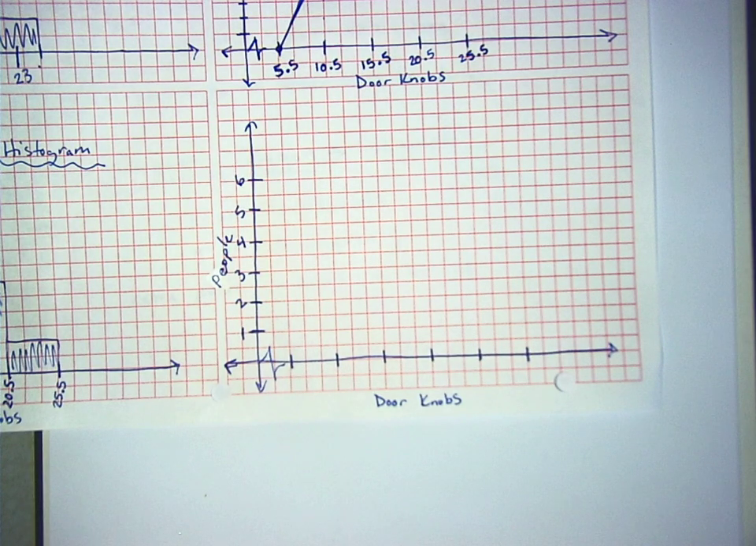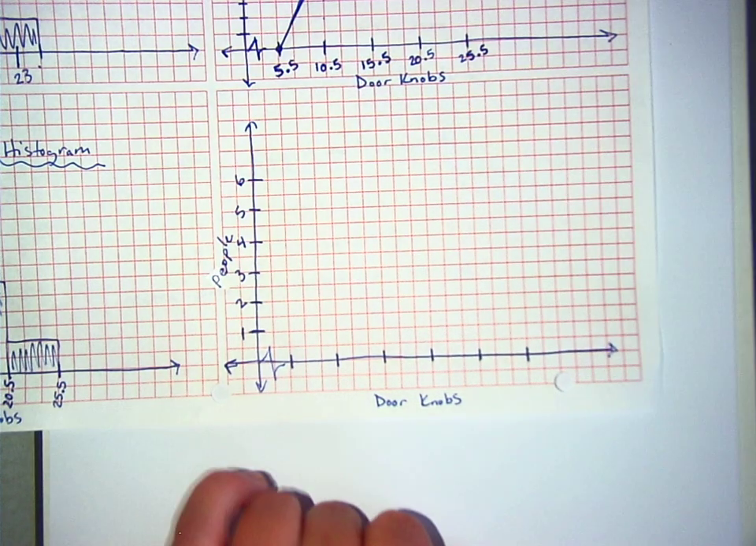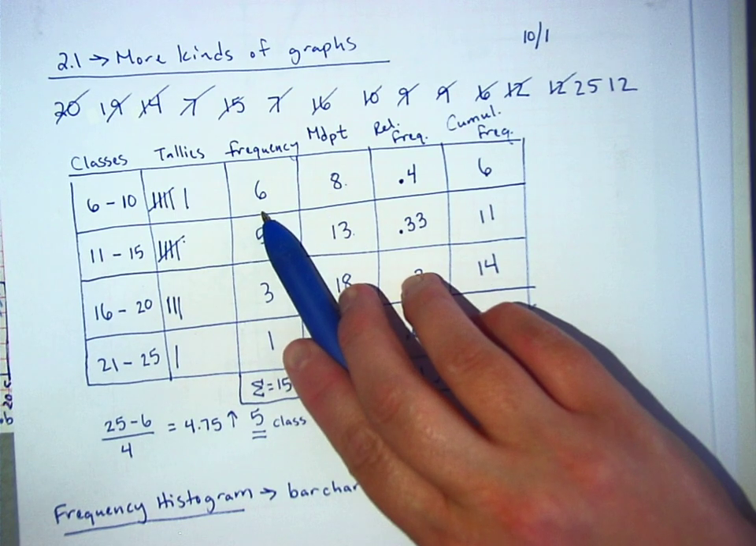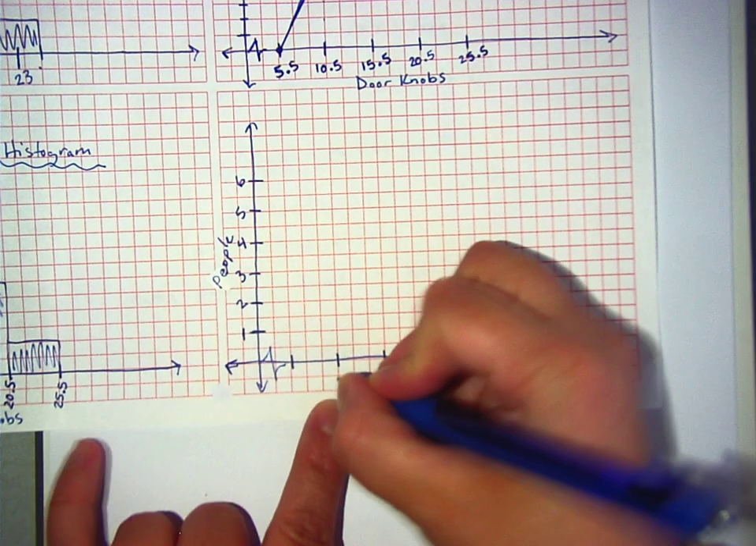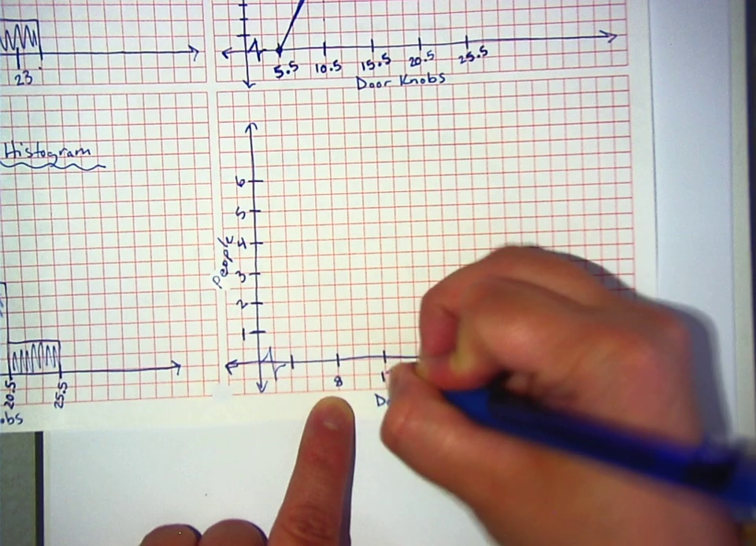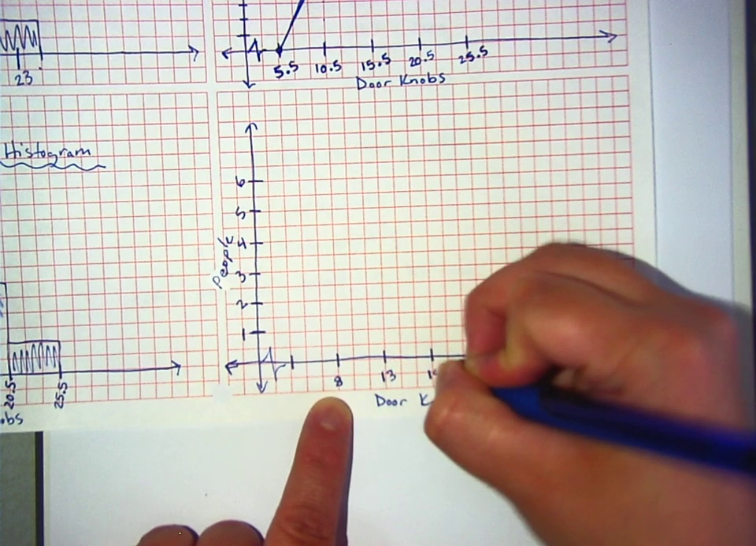So I'm going to start graphing the frequency on their midpoints. If you look at the chart here, my first midpoint is 8, and my frequency is 6. So I'm going to use my second tally here and make that 8. This is my midpoint. I'm going to keep going with midpoints here, 13, 18, 23.